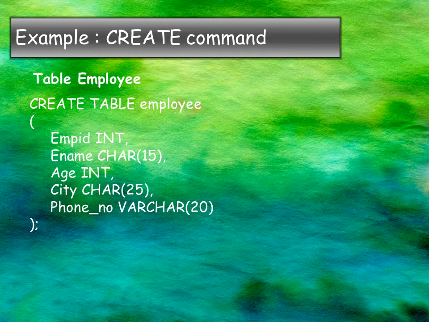Employee ID, as it can contain only number-based values. Employee name, it can contain, like name will definitely be a text value. Age, it will be a numeric value, so integer. City, char, because it will also be a text value, so char.